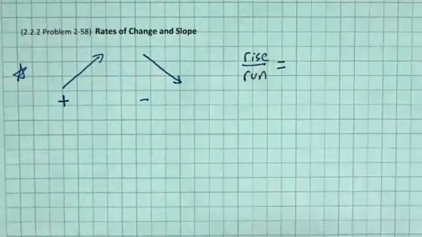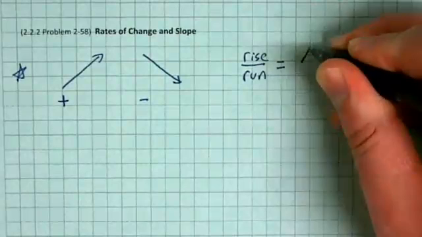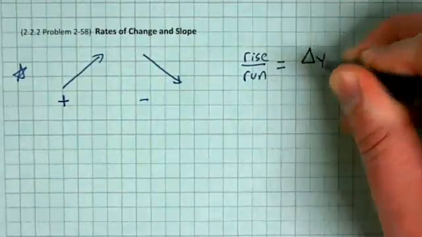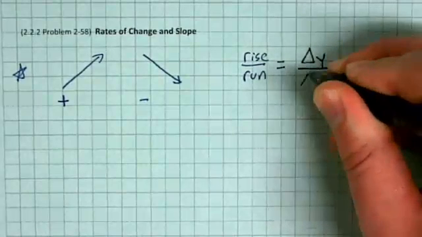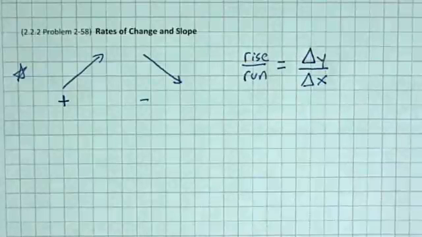Rise is in which direction? Is rise in the X direction or the Y direction? Rise is in the Y direction, correct? Because rise goes up and down, and we know that Y goes up and down. And run is in the X direction. Can you write that down for me?